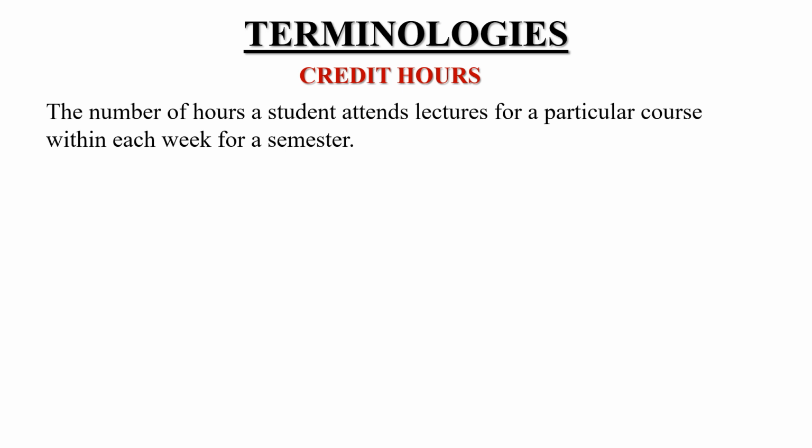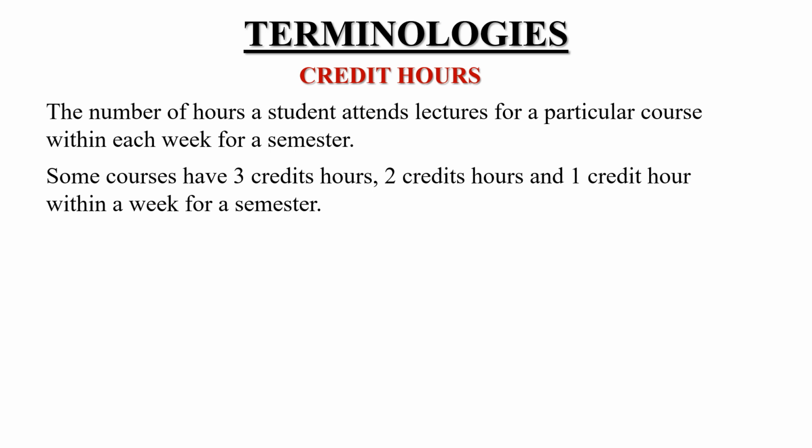And so the first terminology we'll be looking at is credit hours. Credit hours refers to the number of hours a student attends lectures for a particular course within each week for a semester. Some courses require 3 credit hours within the week, which means that we'll be going for a 3-hour lecture for that particular course. Some may have 2 credit hours, so it simply means that we're going for a 2-hour lecture for that particular course. And then the least of all is 1 credit hour. So basically, that's the meaning of credit hours.